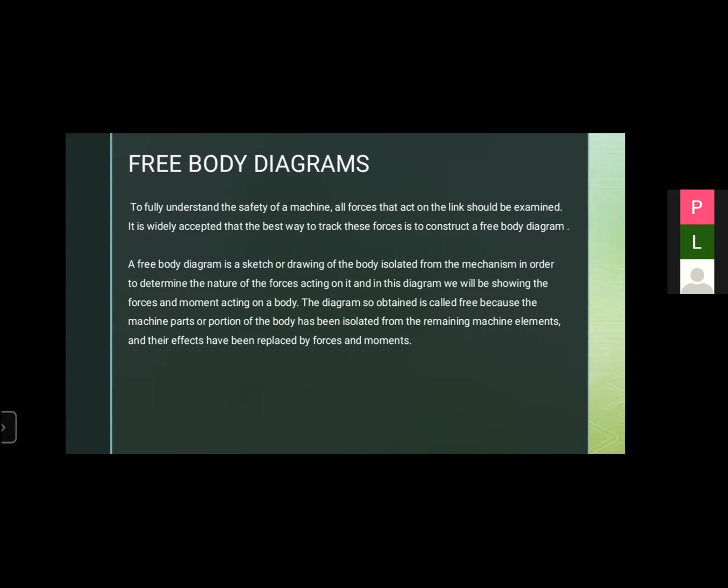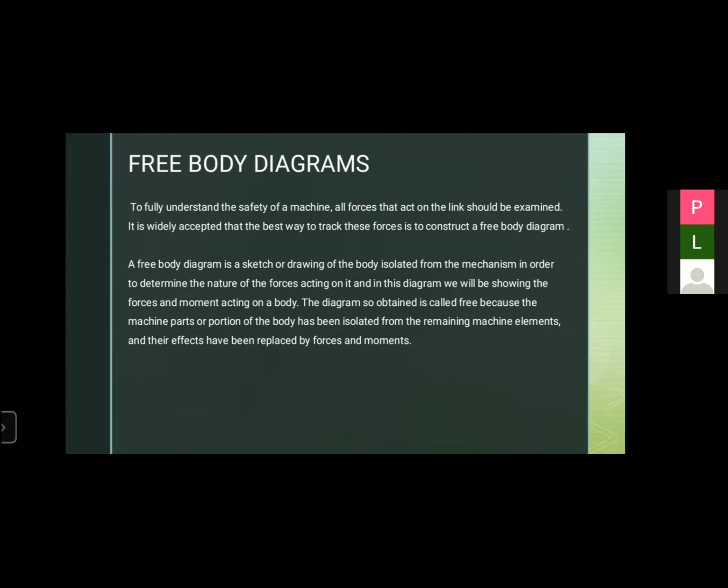A free body diagram is a sketch or a drawing of the body isolated from the mechanism in order to determine the nature of the forces acting on it. In this diagram, we will be showing the forces and the moment acting on a body. The diagram so obtained is called free because the machine parts or the portion of the body has been isolated from the remaining machine elements and their effects have been replaced by force and moments.